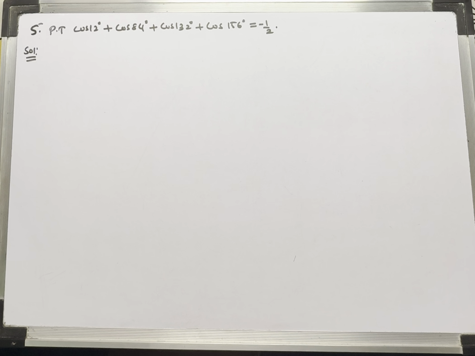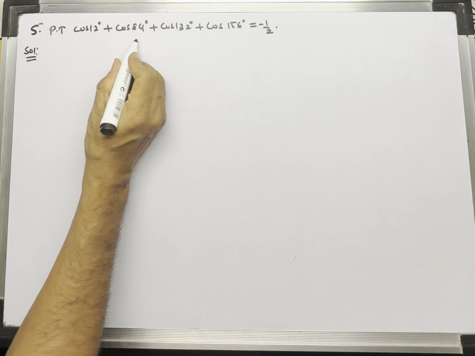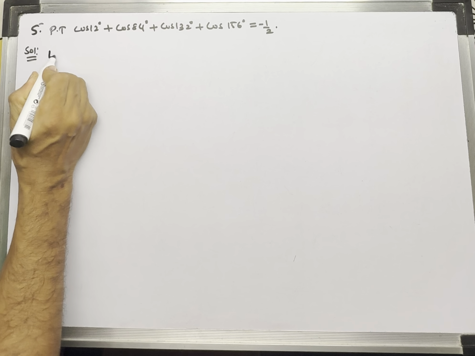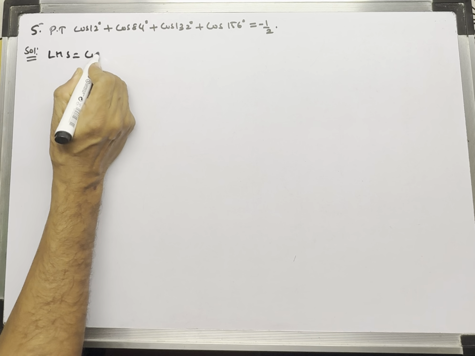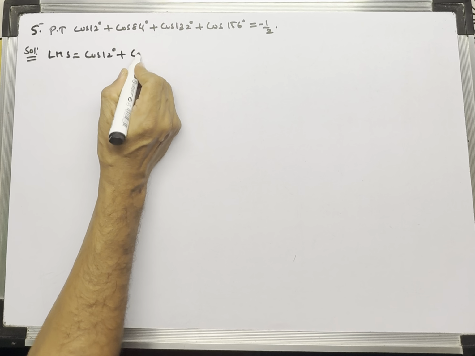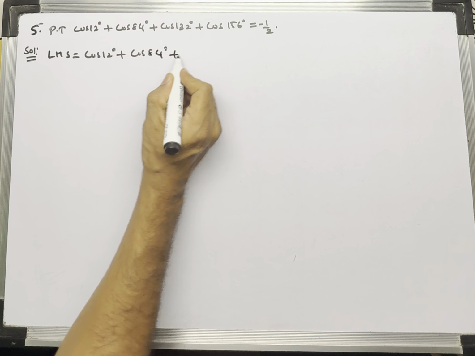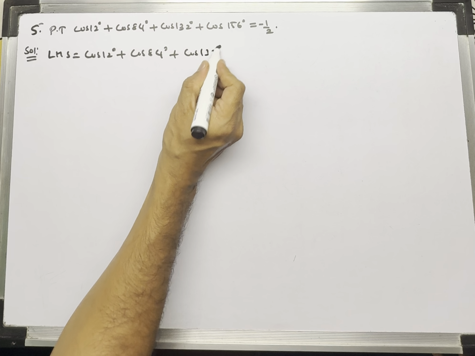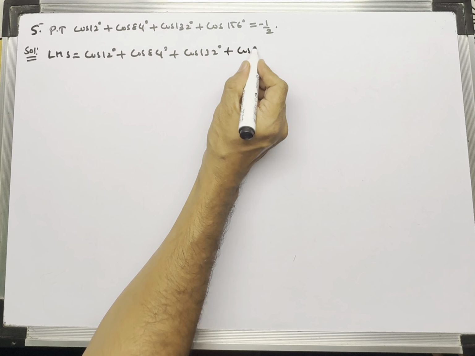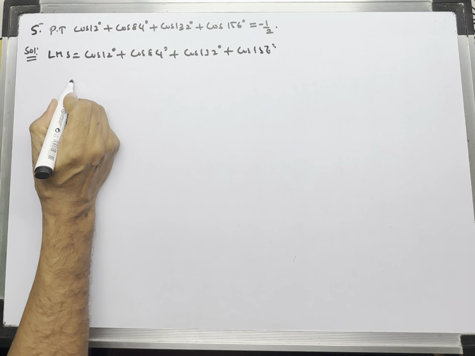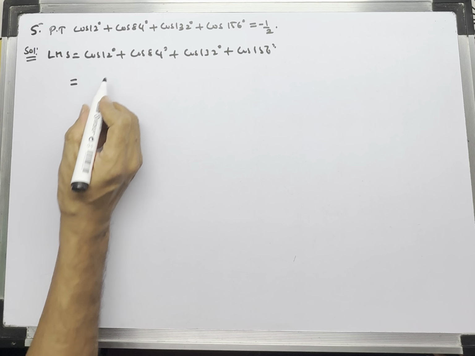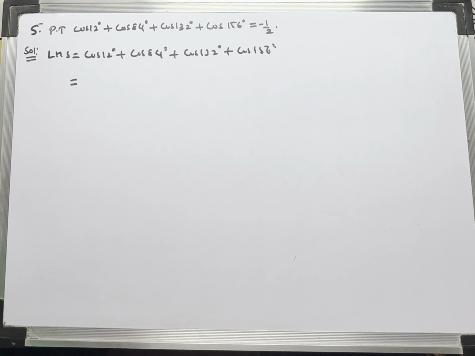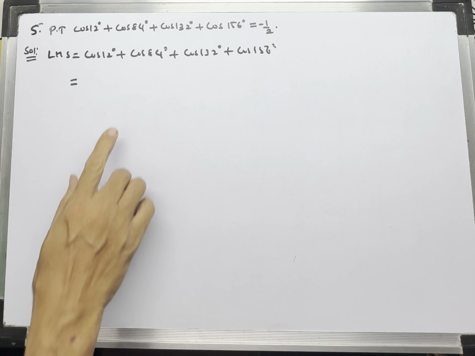Prove that cos 12 plus cos 84 plus cos 132 plus cos 156 equals minus 1 by 2. This is the left hand side: cos 12 degrees plus cos 84 degrees plus cos 132 degrees plus cos 156 degrees. We need to group them. How to group them? First we'll add and divide and see whether we are getting any common angle or not.